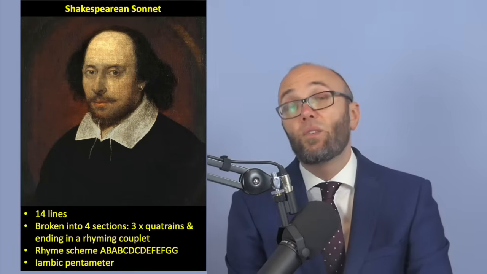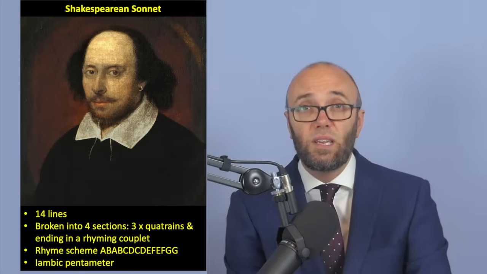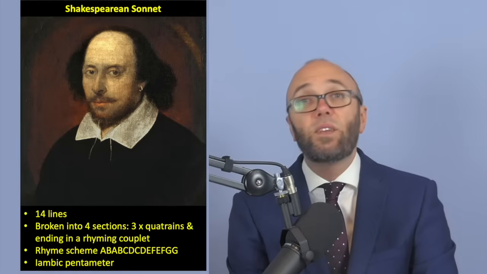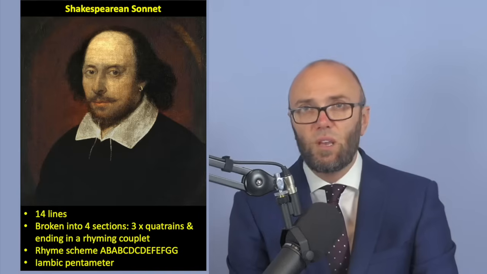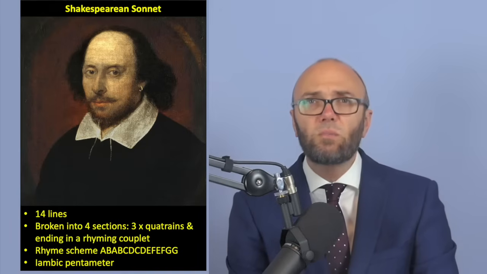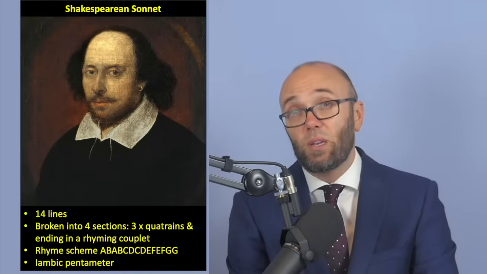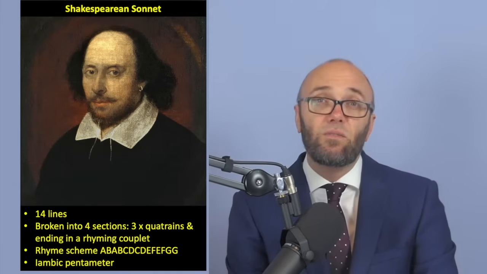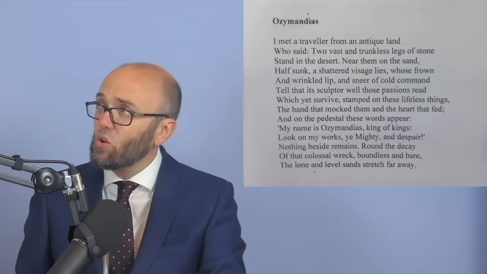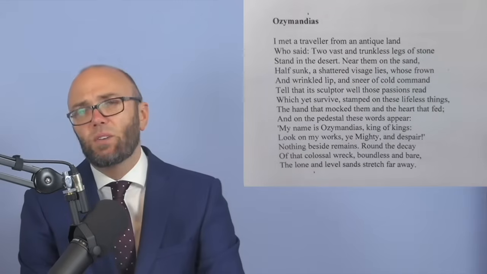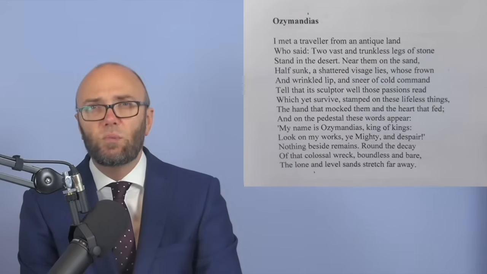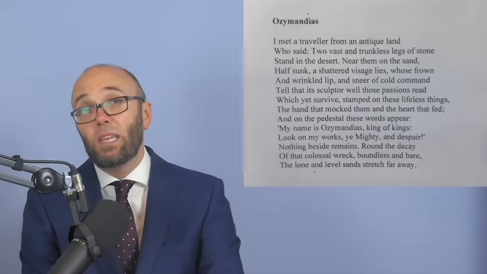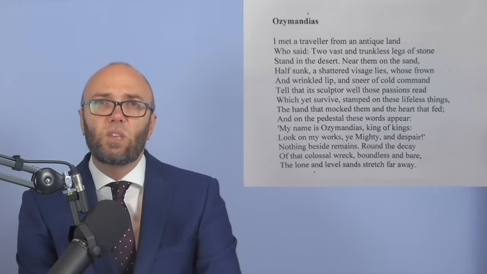It's divided into 3 stanzas of 4 lines each, known as quatrains, and finished with a rhyming couplet which also serves as the volta. And the rhyme scheme is also different to the Petrarchan sonnet. It runs A-B-A-B, C-D-C-D, E-F-E-F, G-G. But when we look at Ozymandias, we have to ask ourselves, what does this do in terms of the rhyme scheme? Now, many see elements of the Petrarchan sonnet in Ozymandias.